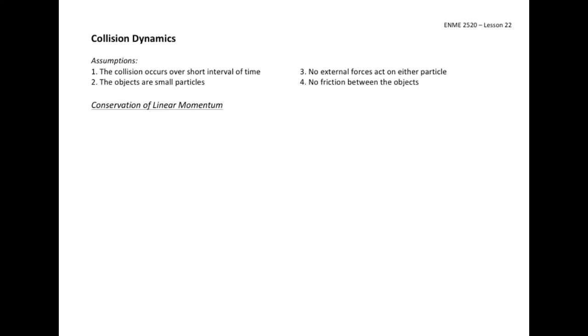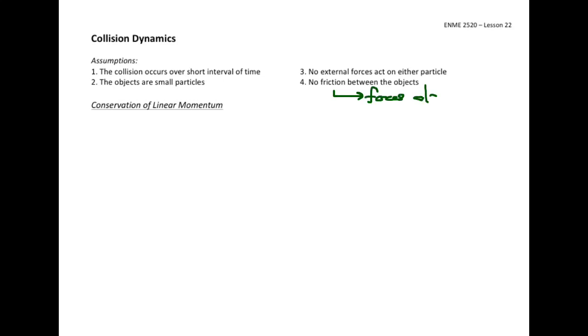Our next assumption is that there are no external forces that act on either particle. And this is usually a pretty good assumption depending on what we're modeling, but what it allows us to use is conservation of total linear momentum. Because recall that if there are no external forces, then linear momentum of the total system is conserved. Our final assumption is that there is no friction between the objects. And so that means that there are only forces along the line of impact.